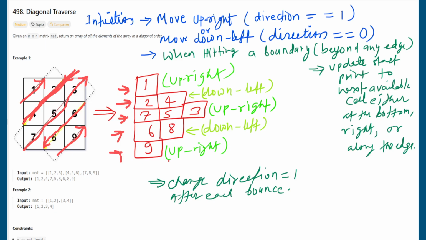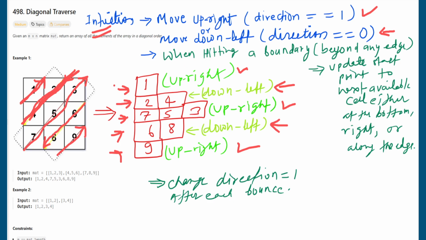I hope you understand this part. So if you talk about the intuition, we have two directions: one is upward right, and one is downward left. When we are going in the upward direction, we assume that the direction is 1, meaning upward right. And when we go down left, we treat the direction as 0.